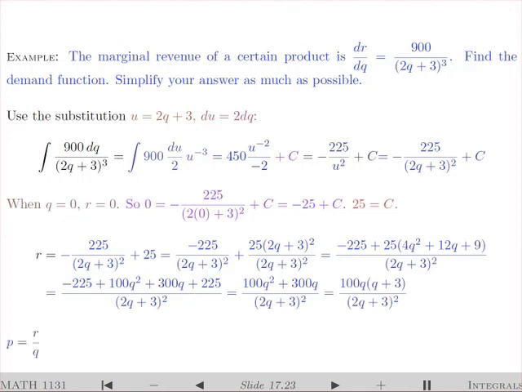P is R over Q, or R times 1 over Q. R divided by Q is R divided by Q over 1, which is R times 1 over Q. If I multiply this by 1 over Q, the Q's cancel. So I get 100 times the quantity Q plus 3 over the quantity 2Q plus 3 squared. This concludes this example.